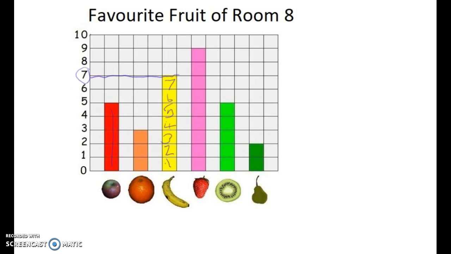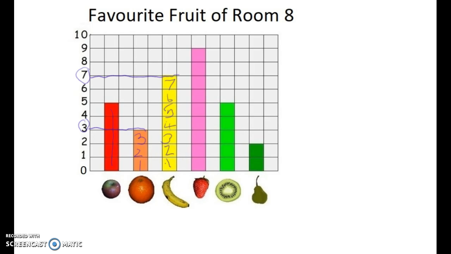Great. You will have either counted the squares, 1, 2, 3, to work out 3 people like oranges as their favourite fruit, or you will have traced along from the top of the bar with your finger to get to the number 3. The difference between these two numbers is the difference between the number of people who voted for bananas and oranges as their favourite fruit. So you can work out this difference in two ways.